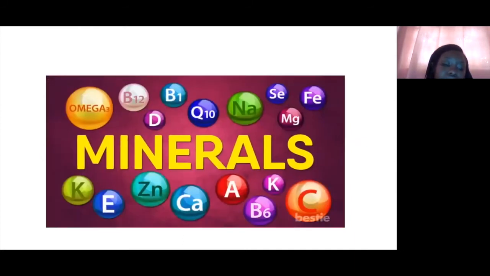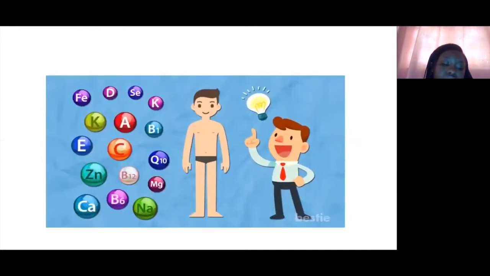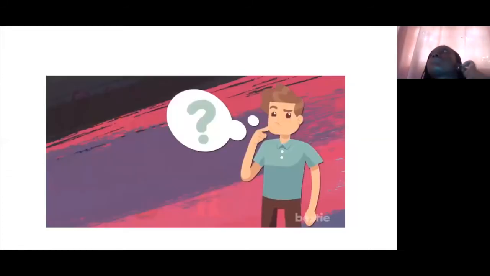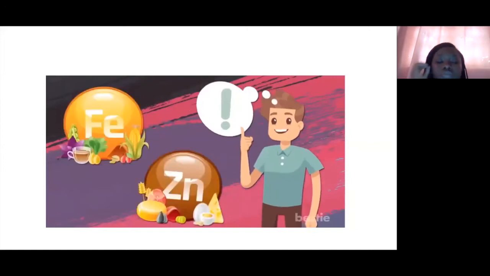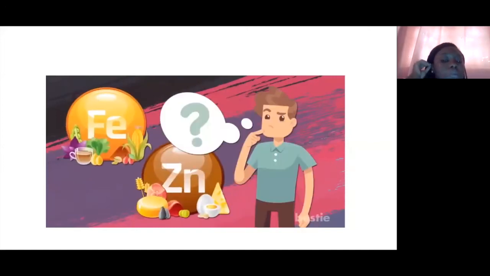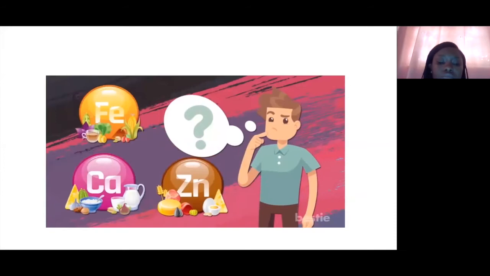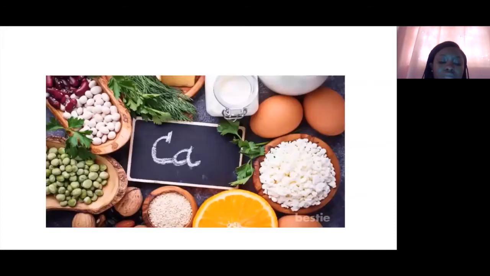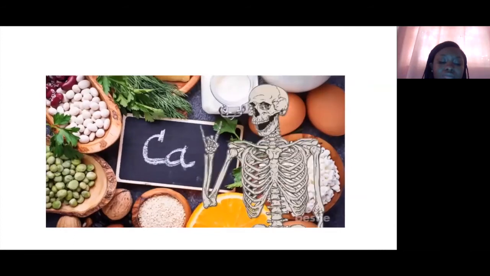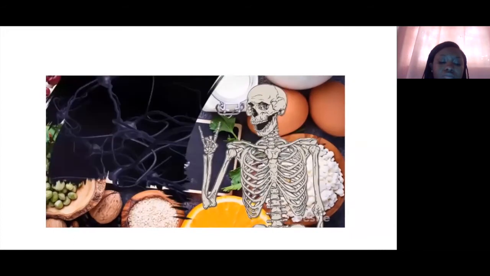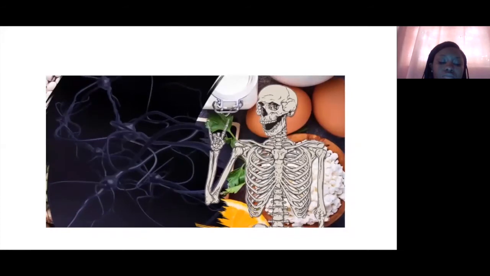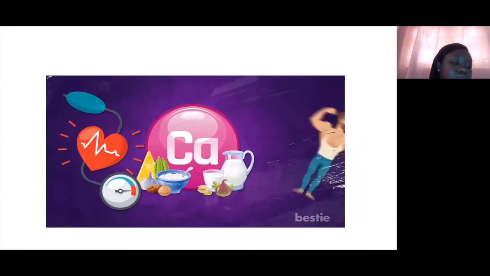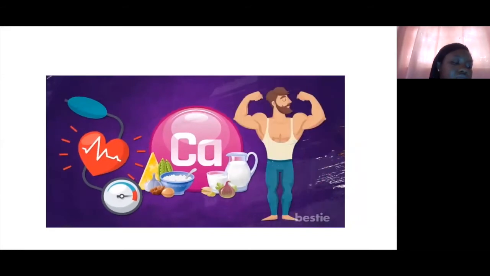Minerals. When we talk about minerals for our body, the first thing that might come to mind is calcium. Although this isn't the only one, don't forget about iron and zinc. So, what does this terrific trio of calcium, iron, and zinc do for the body? Calcium is the mineral responsible for your strong bones. It helps to transmit nerve signals from one part of the body to the other. Calcium helps maintain healthy blood pressure, as well as improve muscle contraction and relaxation.